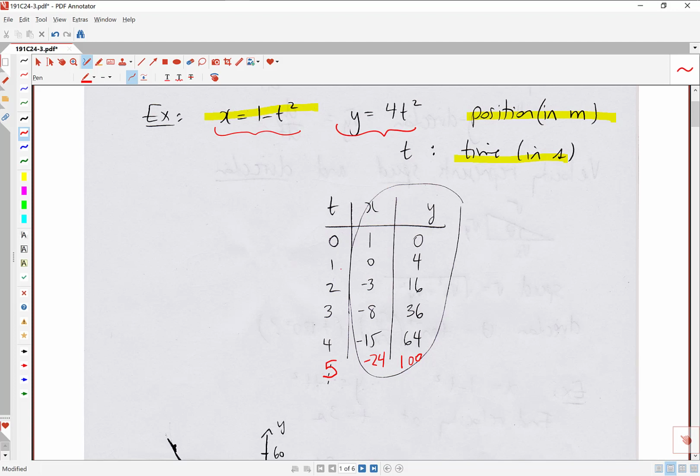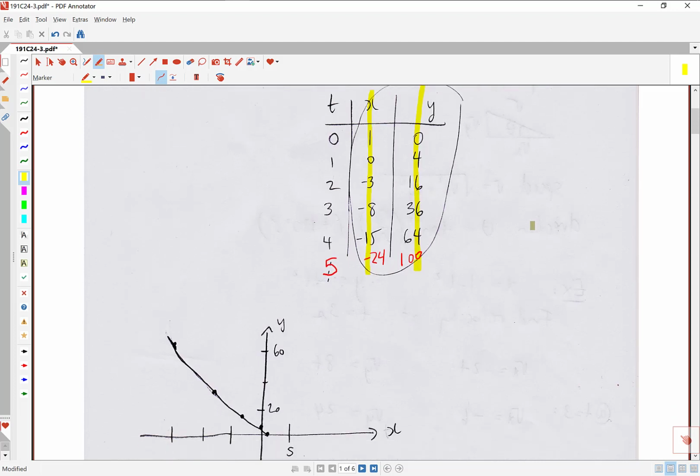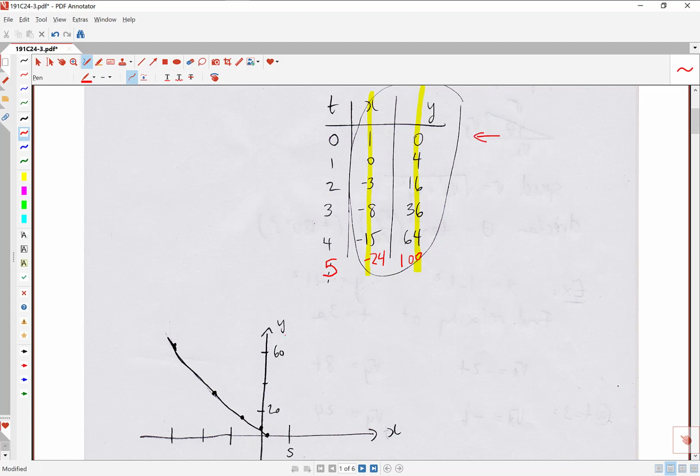Now, if we wanted to actually make a plot of the path that the object is traveling, it would only be the x and y coordinates that we would care about. So we would just disregard the time column at this point. We'd look at our x and y coordinates, and then we can start to plot these points. So at time 0, we can see from the first row here that our object is at the point 1, 0. So let's say that's here.